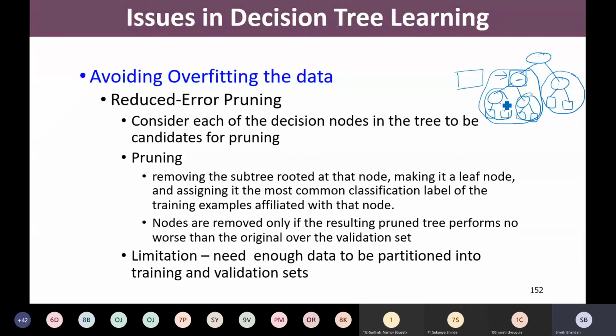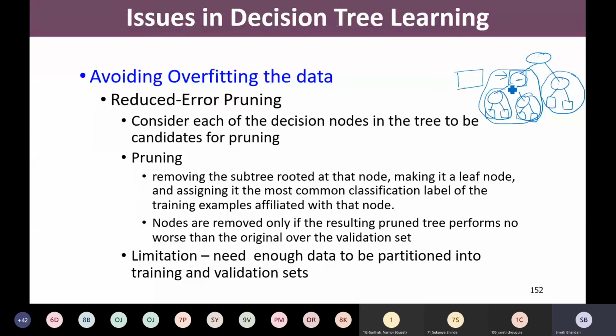And please remember that we are going to remove nodes only if the resulting tree performs no worse than the original tree over the validation set. Once again, I'll repeat: if I am going to apply pruning at this node, I will apply pruning at this node only if the resulting tree performs no worse than the original one for the validation data set.